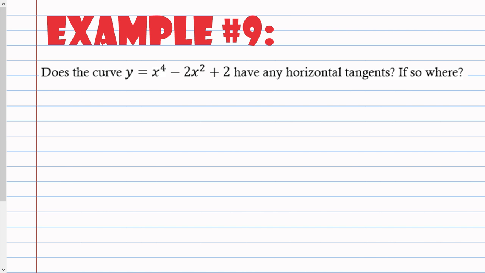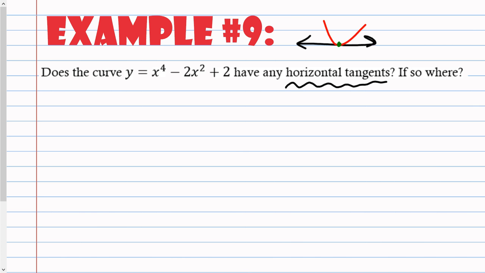Example 9. It's kind of the same idea because it's talking about tangents, but you have to figure out what it's saying exactly. So does the curve y equals x to the fourth minus 2x squared plus 2 have any horizontal tangents? Okay, so a horizontal tangent would mean a line that is horizontal, right? So that means that this line that's horizontal, let's pretend this is my curve. That means that there is somewhere where my curve and this line touch and have the same slope.